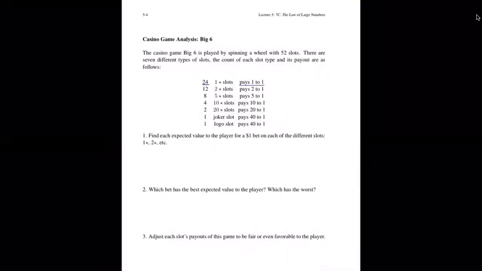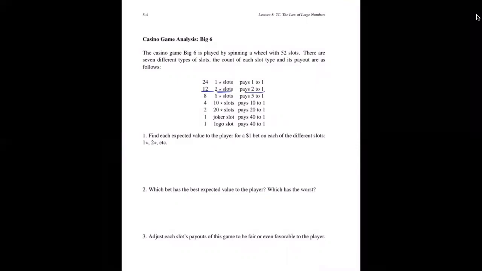If you look at the next category, the 2-star slots, they pay 2 to 1. So if the wheel lands on a 2-star slot and you put $1 down, you get to keep your $1 and the house gives you $2, so you go up $2. Now the difference is there are only 12 of these. There are many fewer 2-star slots than there are 1-star slots.